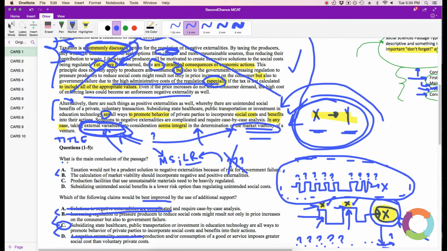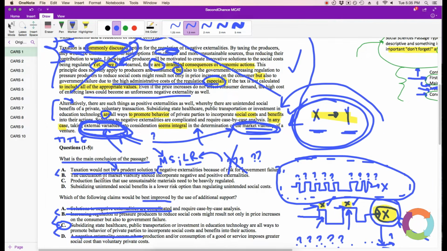So for example, if you just thought about the main conclusion of the passage being that you should take into consideration these external variables when determining the market viability of a venture, if that's your main thesis, that these variables are really important, and this first answer choice is talking about how taxation would not be a prudent solution, that should already give your brain a bunch of question marks, like, wait a minute, how does this relate to the conclusion? It doesn't. But if you would have selected that answer, then you would have rationalized that, right? Of course, this part talks about externalities, but this part does not. So it's pretty weak. But let's look at B first.